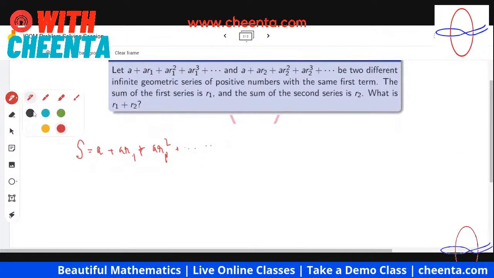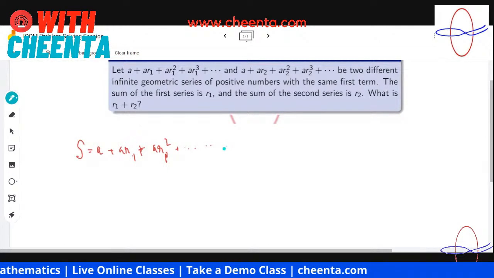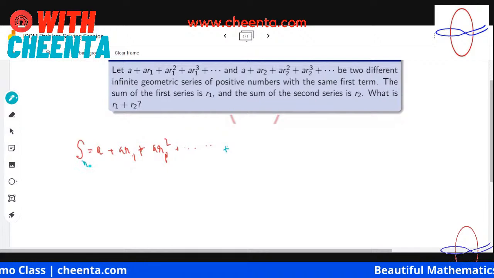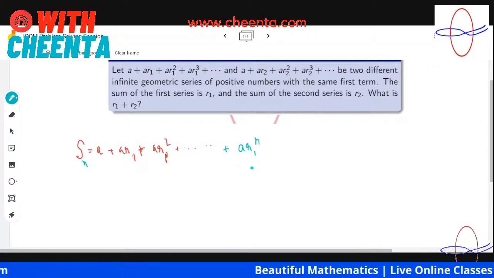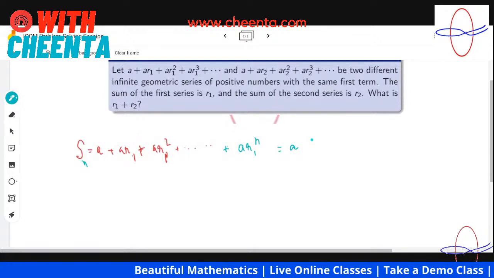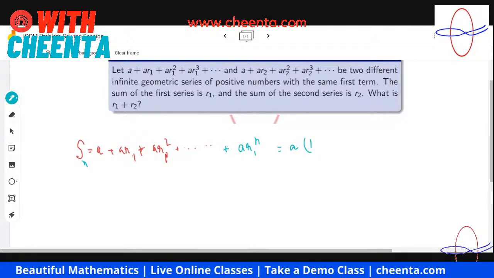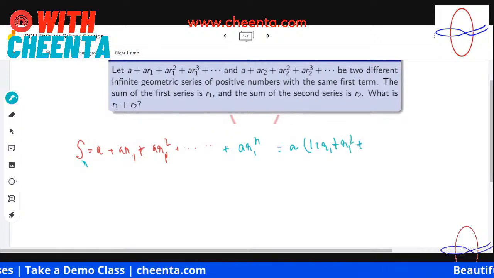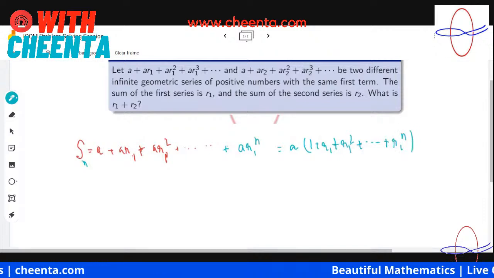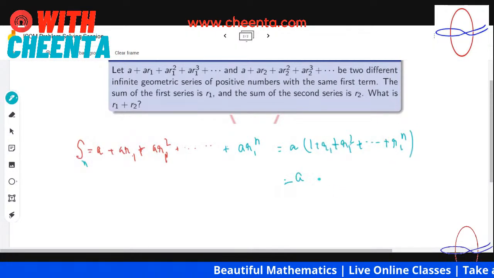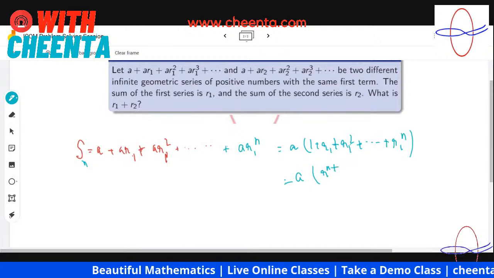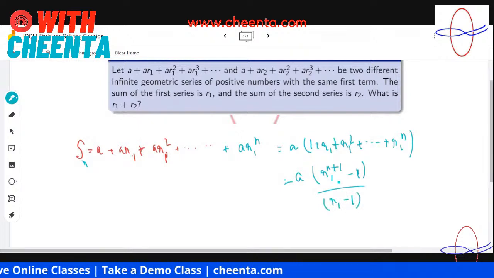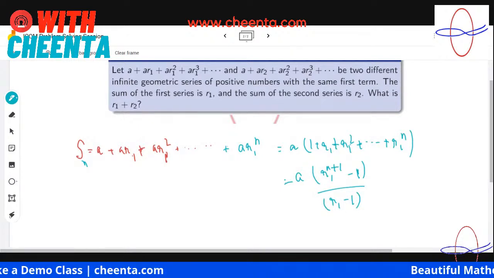Observe that if you take the nth term, it is A R1 to the power n. So A is common: 1 plus R1 plus R1 square, plus, up to R1 whole to the power n. If you just solve it, it will come out to be A times R1 to the power n plus 1 minus 1, divided by R1 minus 1. Okay, so this will come up, right?